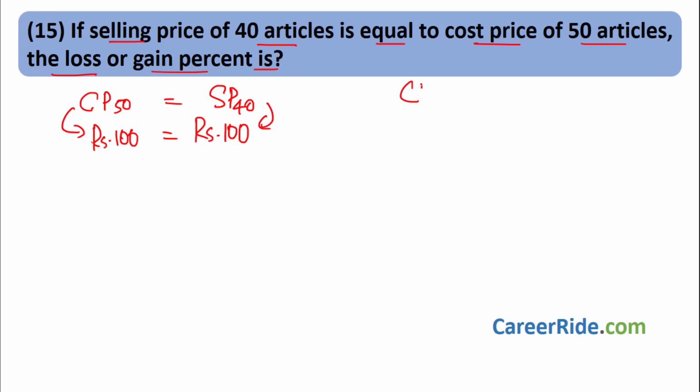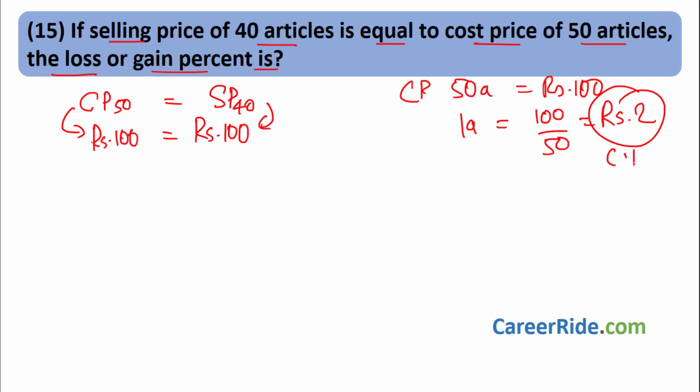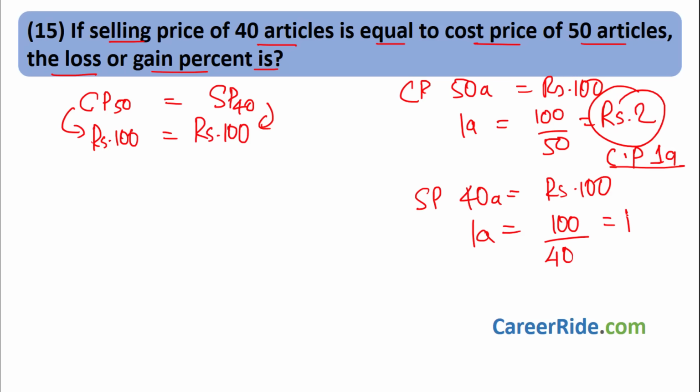Now what have they given? The cost price for 50 articles is rupees 100. So one article costs how much? 100 upon 50 equal to rupees 2. This is the cost price for one article, right? The selling price for 40 articles is the same, that is 100. So one article is sold for how many rupees? Divided by 40, rupees 2.5. This is the selling price for one article.